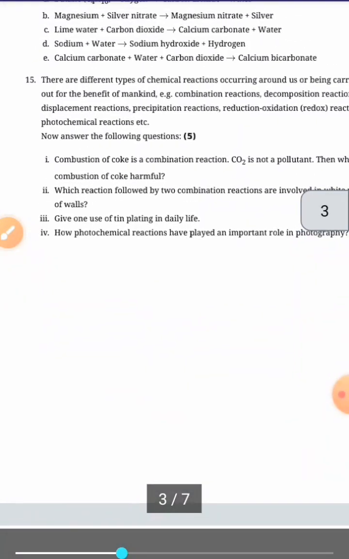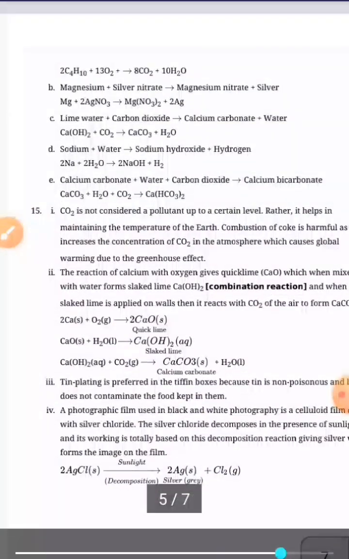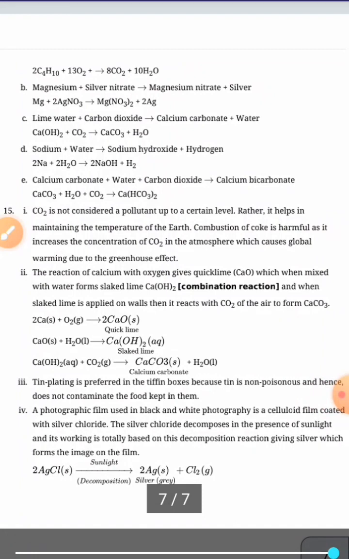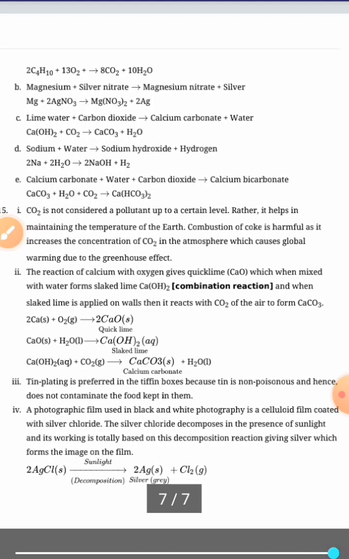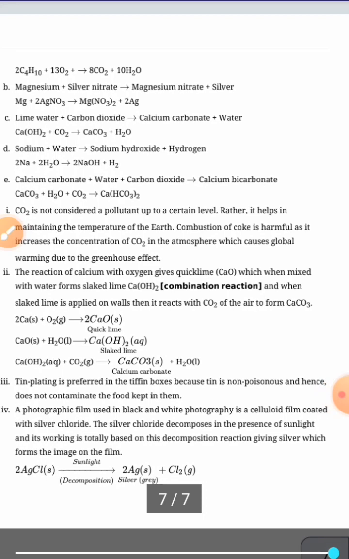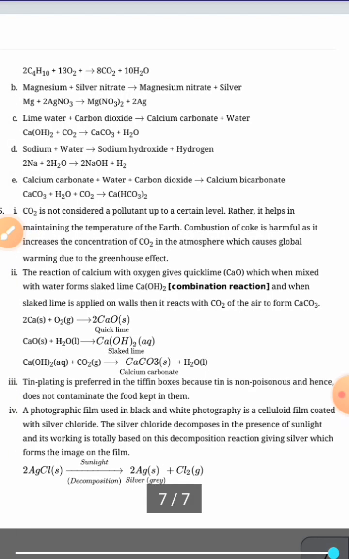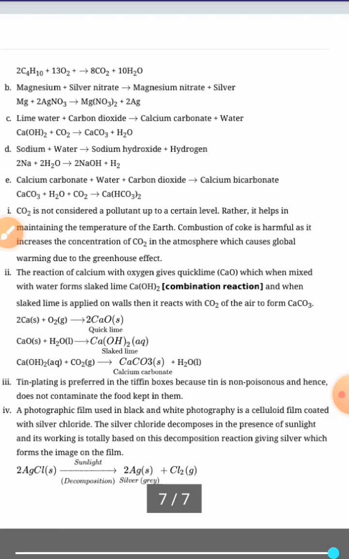How have photochemical reactions played an important role in photography? Film used in black and white photography is a celluloid film coated with silver chloride. The silver chloride decomposes in the presence of sunlight, and the working is totally based on the decomposition reaction, giving silver which forms an image on the film. Its formula: 2AgCl solid in sunlight decomposes to give grey silver 2Ag solid plus Cl2 in gas form.